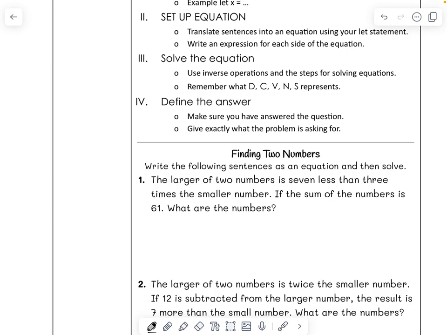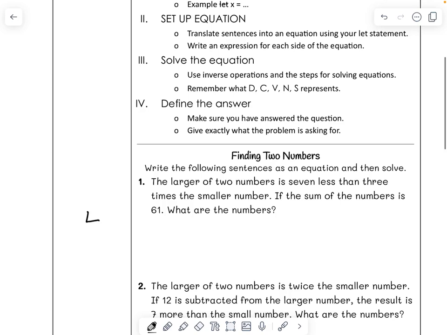Write the following sentences as an equation and then solve. The larger of two numbers is 7 less than 3 times the smaller number. So what I like to do on these is I like to remind myself right off the bat that I need a large number and a small number. So the larger of two numbers is 7 less than 3 times the smaller number.